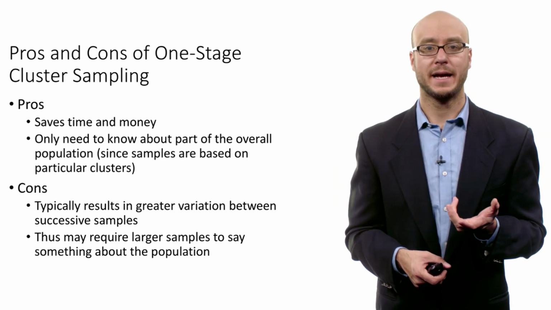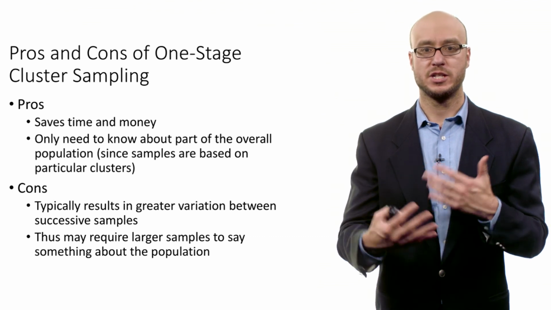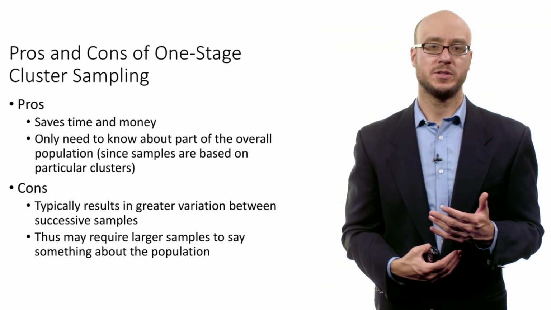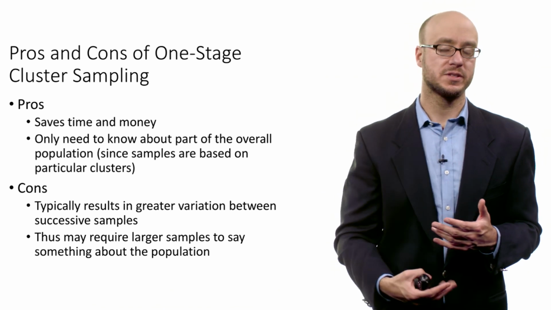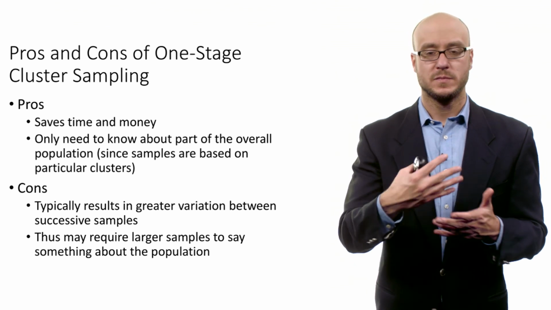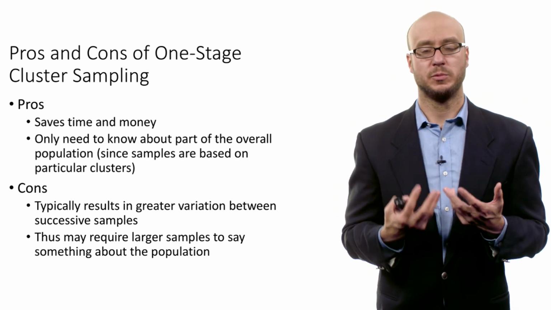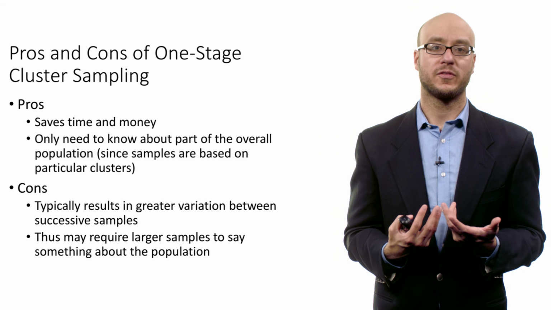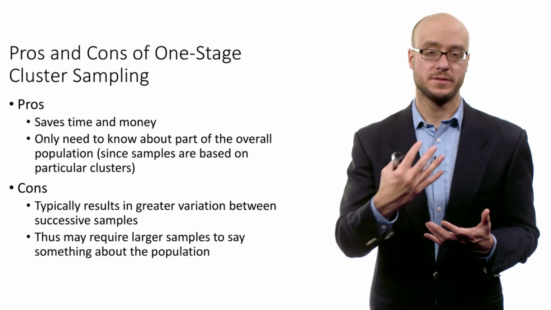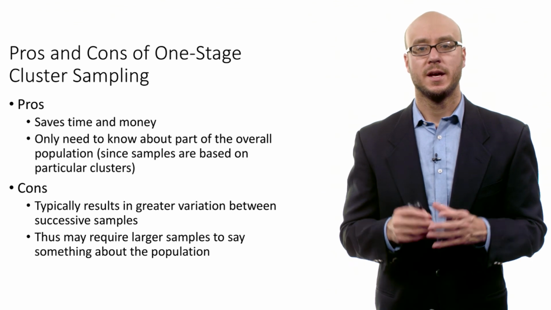One drawback is that there tends to be greater variation between successive samples. So if you repeat the process using one-stage cluster sampling, you collect another sample from the population of the same size. Okay, those samples are going to bounce around a lot, and in general, we don't prefer a lot of sampling variability. We want a little bit less sampling variability. We want less variation between samples.